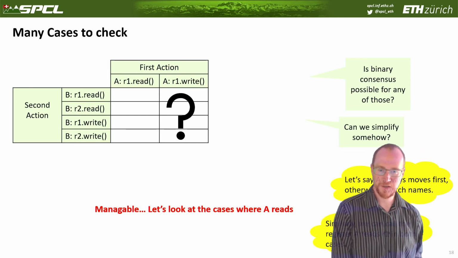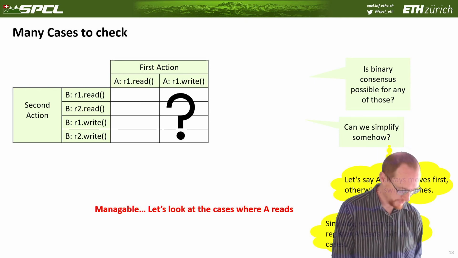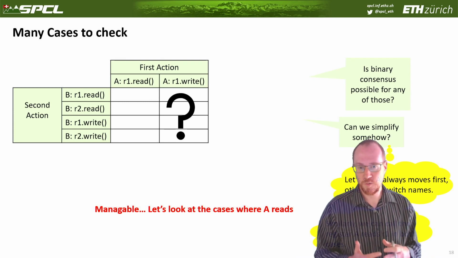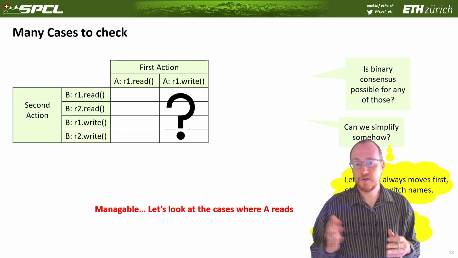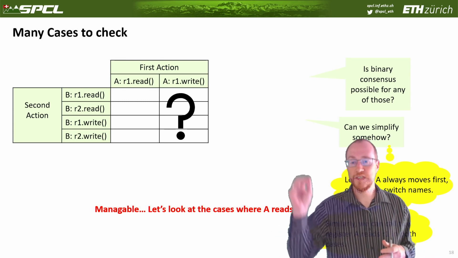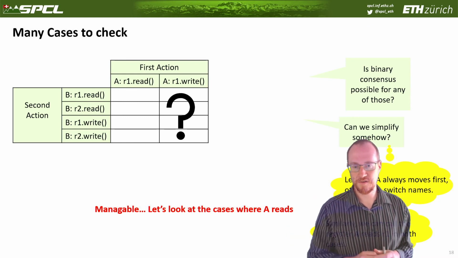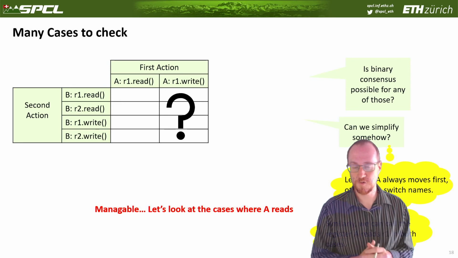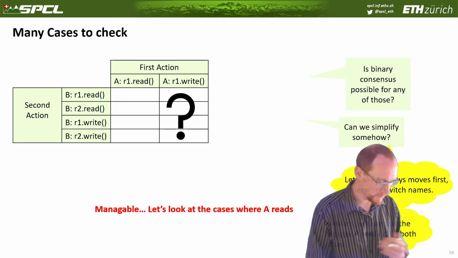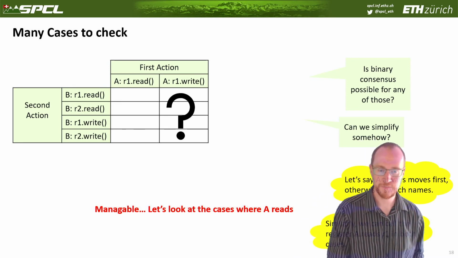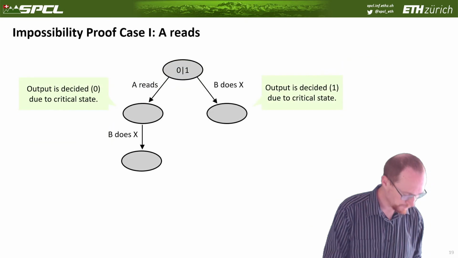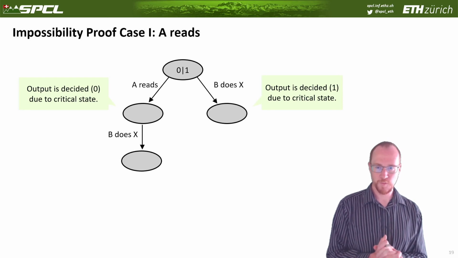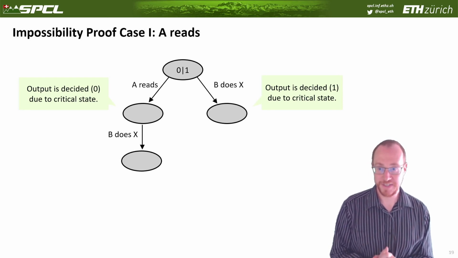And now we can look separately at the cases where A reads. So we have now by symmetry excluded 3/4 of these options. You can construct the same argument for each of these 3 missing quadrants by renaming things. So we just don't do this explicitly, but you could do it if you wanted. We call this without loss of generality. Okay, so the impossibility proof for case number 1 is now where A reads.